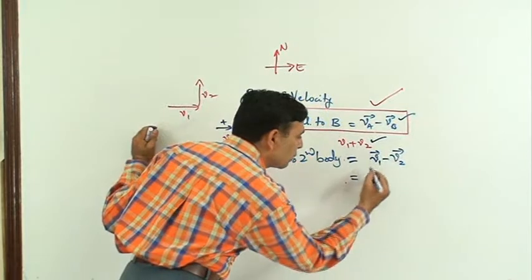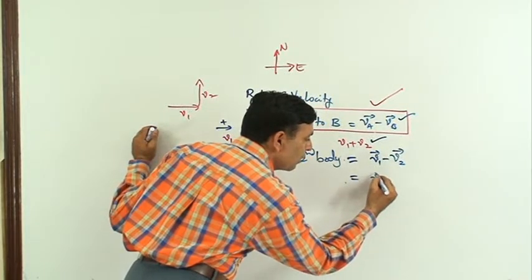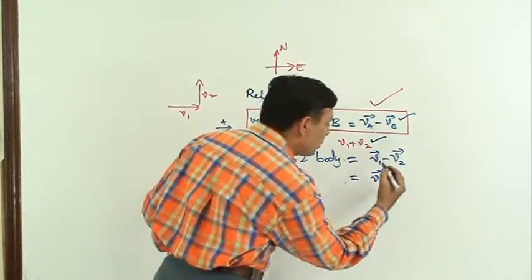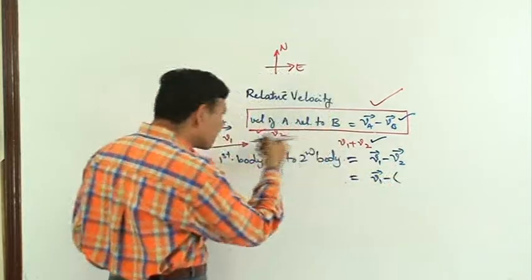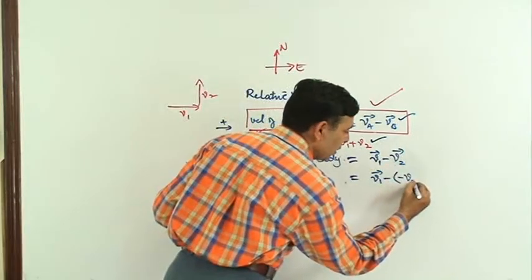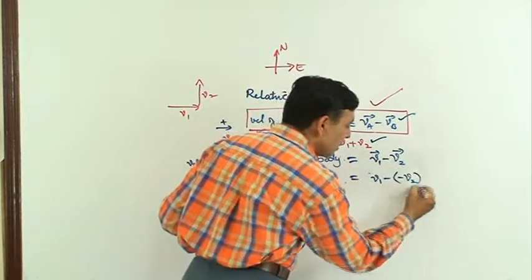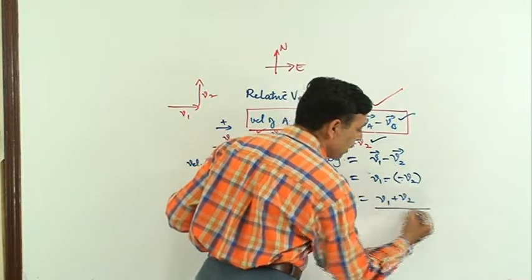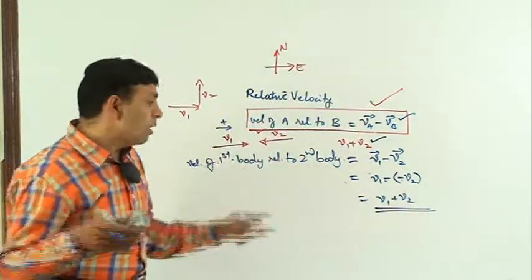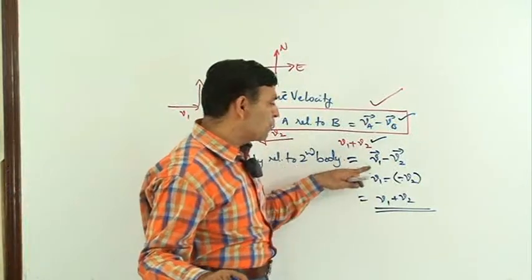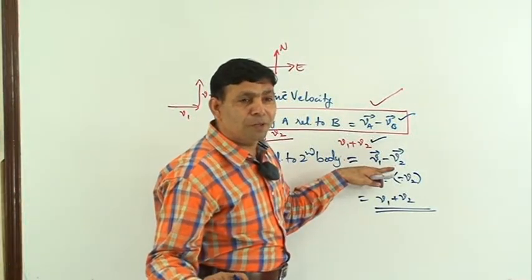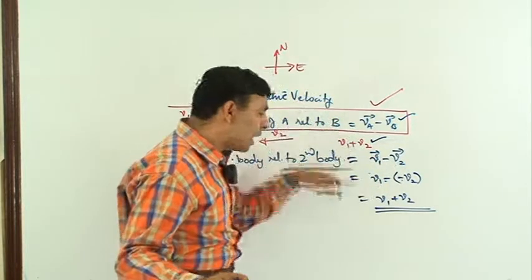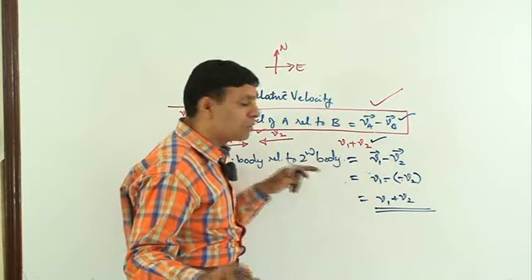And this is nothing but the velocity of the first body, V1, minus, if you want the magnitude, V2. V2 is in this direction, so I'll call it minus V2, opposite direction. So this becomes V1 minus of minus V2, which is plus V2. This is going to be the magnitude. Clear, everybody? Or if you know how to get the magnitude of the difference, root over P square plus Q square minus 2PQ cos theta, where theta is the angle between P and Q, you will get the same value, V1 plus V2. That will be the magnitude.